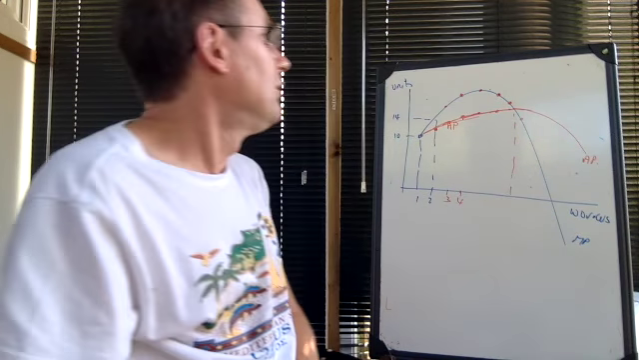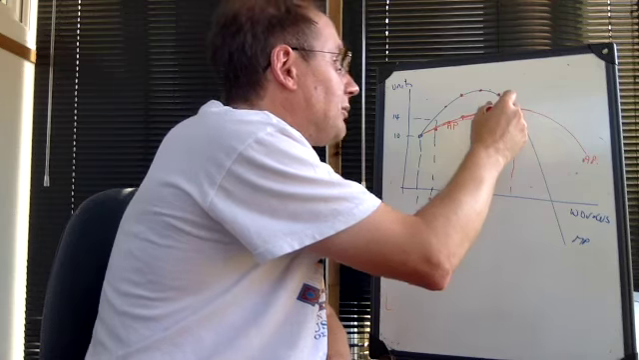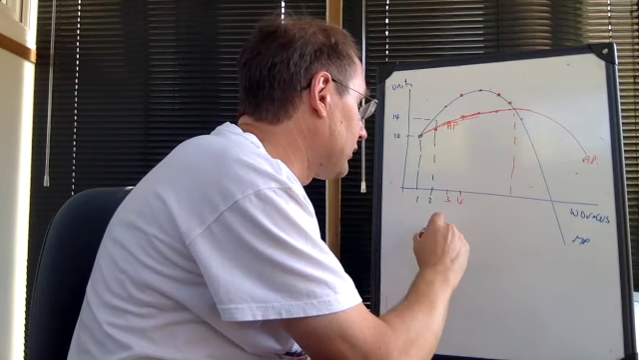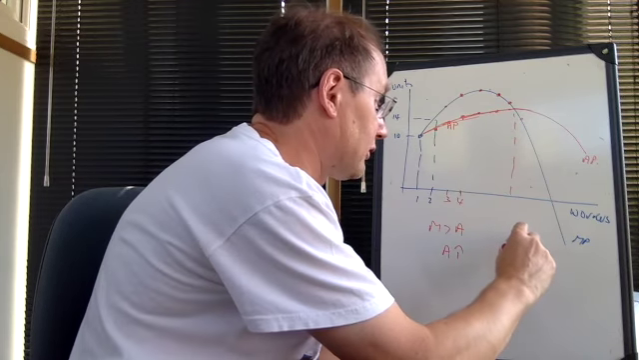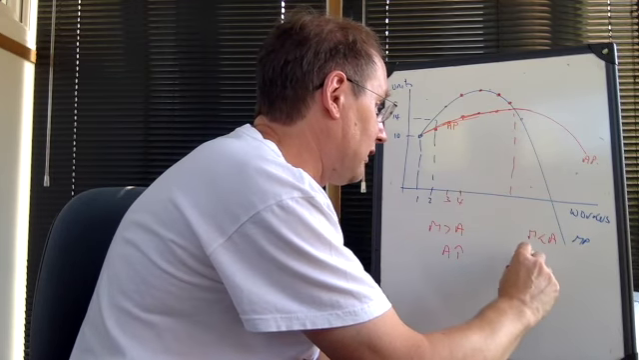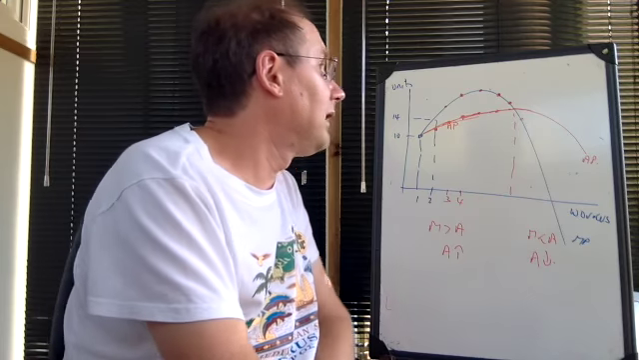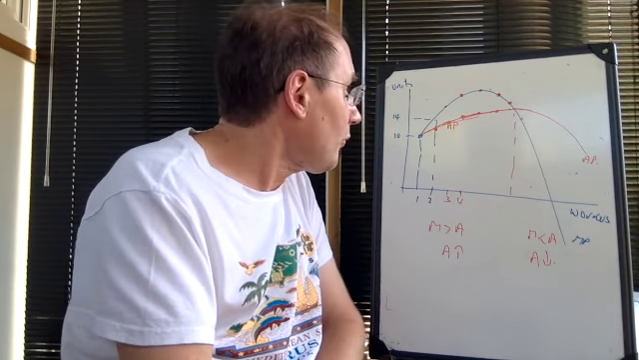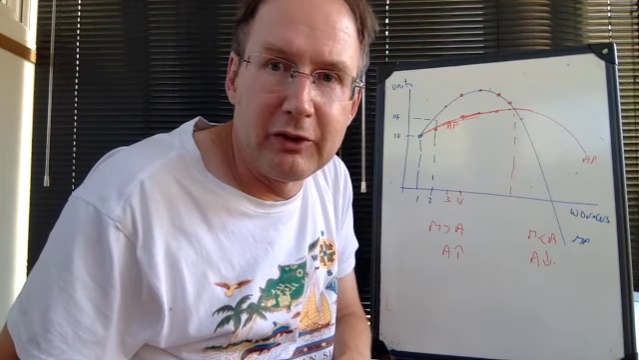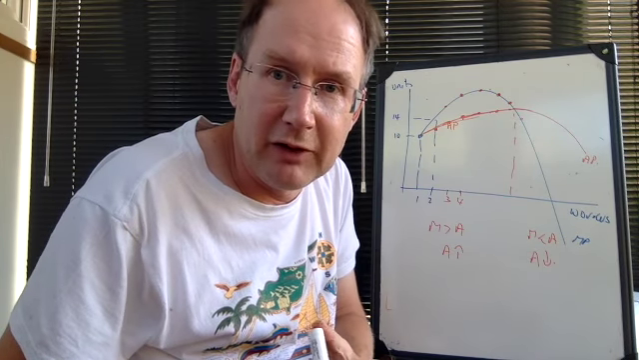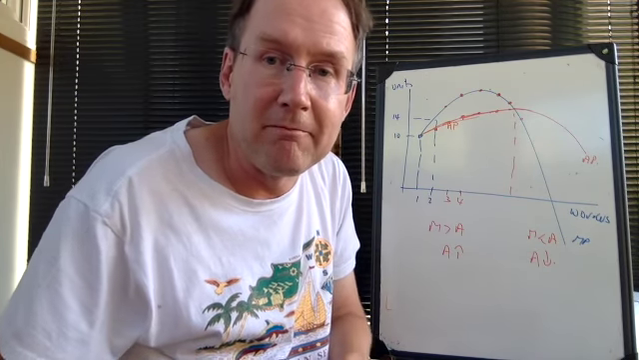So what happens is, if the marginal is above the average, then the average goes up. If the marginal is below the average, then the average goes down. And as a result, what that means is the marginal will go through the highest point of the average product curve. Okay, that's it for that one.